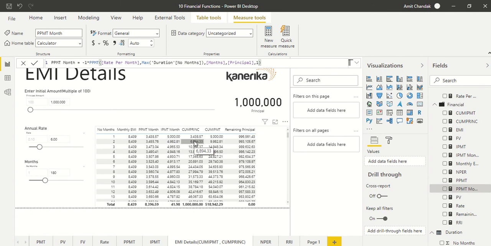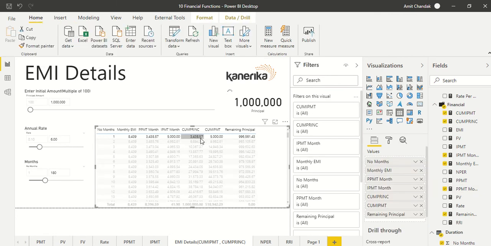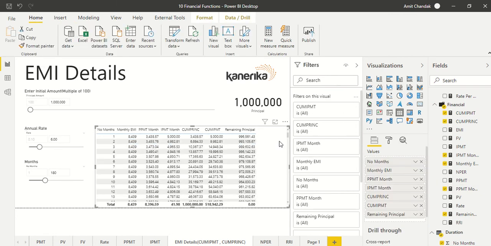But even if I try to make it cumulative, I tried the PPMT function and could not make it a cumulative number. So instead of using the PPMT function, we have two functions, cumulative principal and cumulative interest, which we are going to use here. This is the formula which is already available with us.